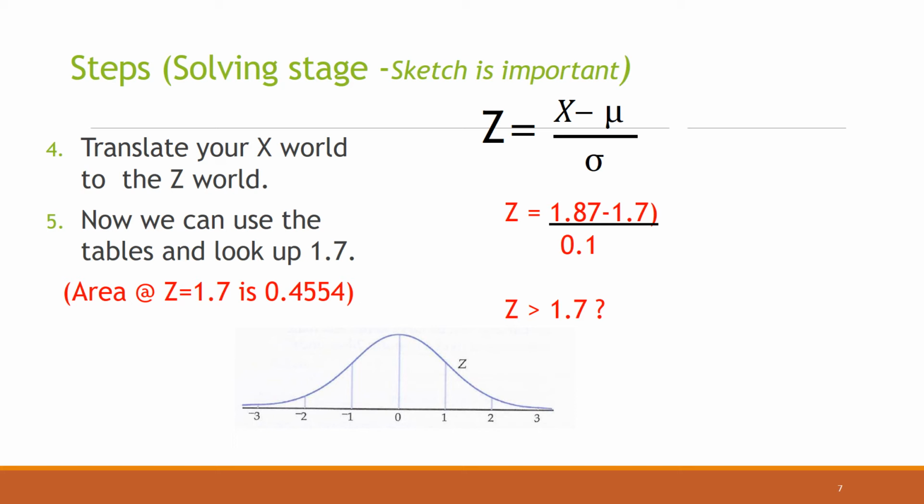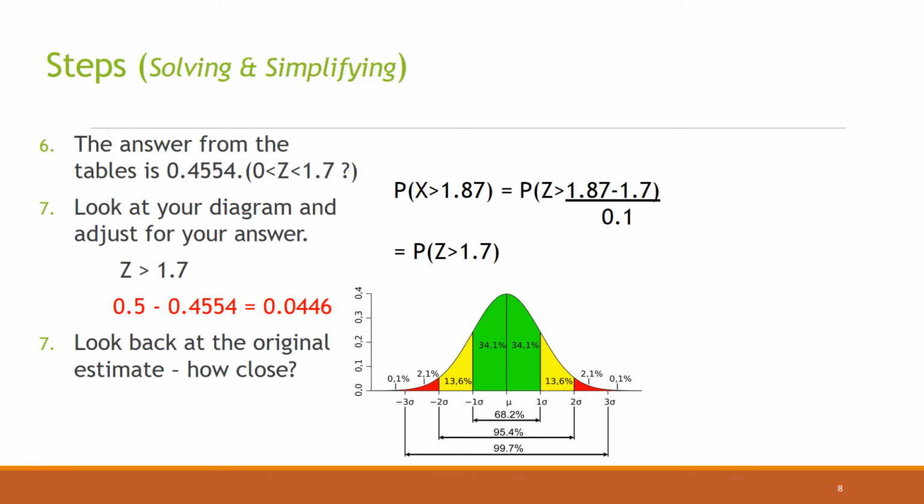In the table, we can see what is the 1.7 value. It is 0.4554. So what do they ask? They are asking for more than 1.7. Then in this Z table, we can sketch what is the value of more than 1.7. Sorry, it is 0.4554. The answer from the table we have got is that from 0 to Z 1.7 is 0.4554.